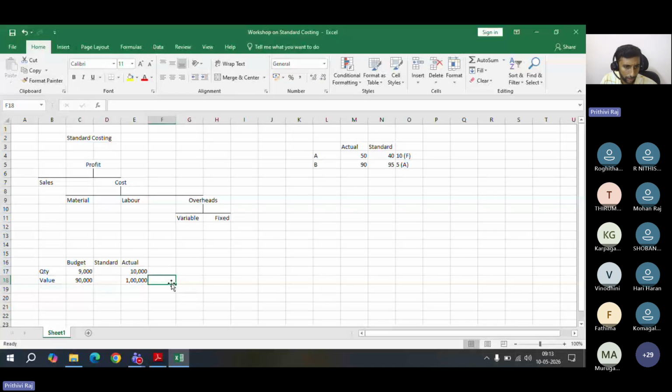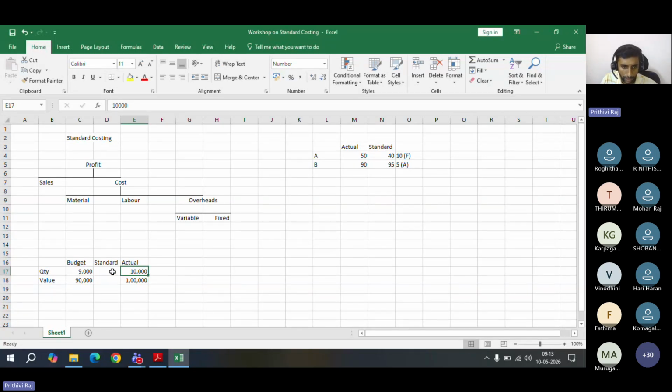something. But your standard is something which is always with respect to actual output. You don't compare this number with this number in standard costing. You are going to compare standard number and actual number. So what I tell, there's a difference between budget and actual number. Budget is based on 9,000 quantity for 90,000 value, but actual is based on 10,000 quantity. So I can't compare in standard costing. I can't tell this 9,000 and 10,000. I'm not going to compare.